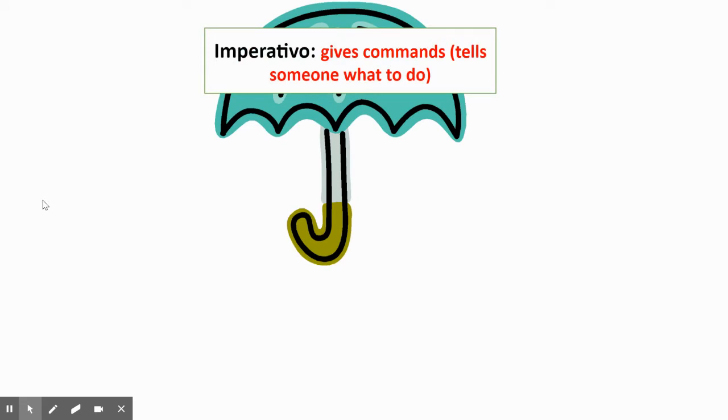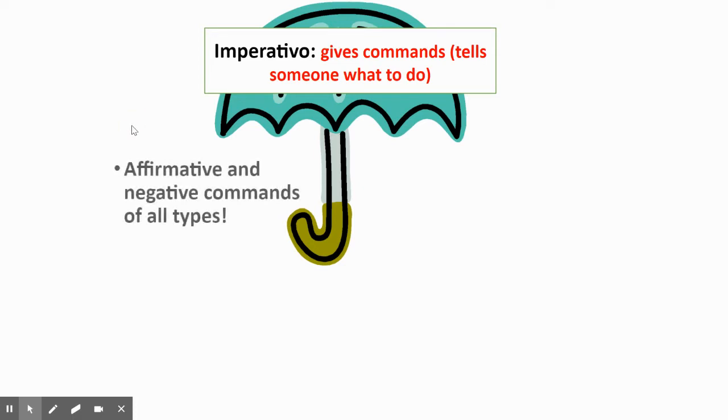Imperativo is what we ended first semester with, giving people commands. This is the only quote unquote tense that exists in the imperative mood. They can be affirmative, they can be negative, they can have a pronoun, they cannot. Commands in general make up the imperative mood.